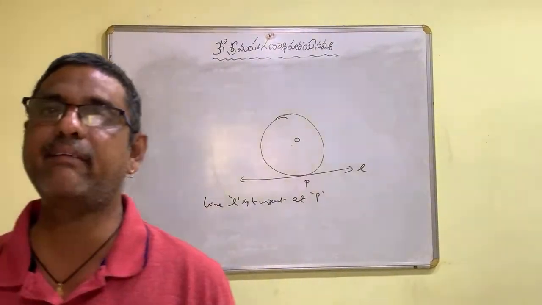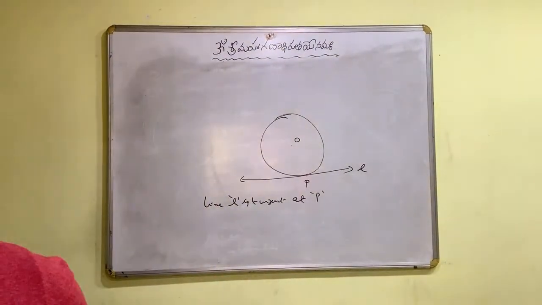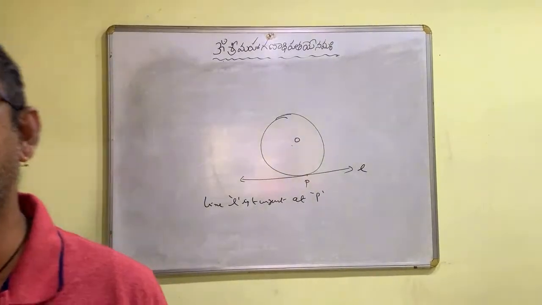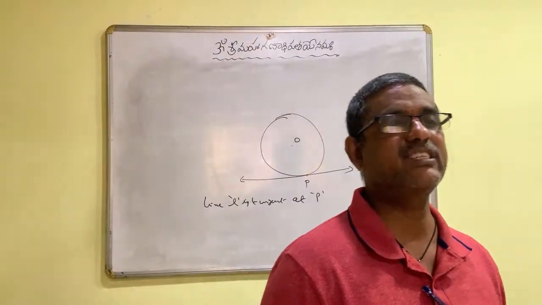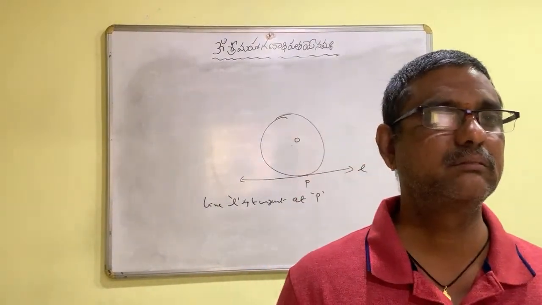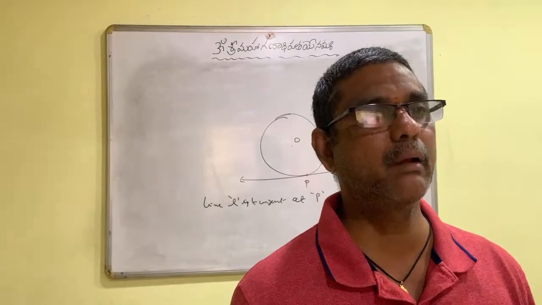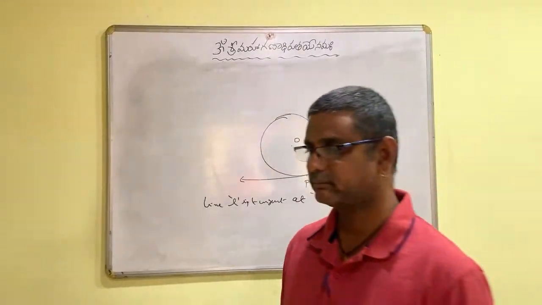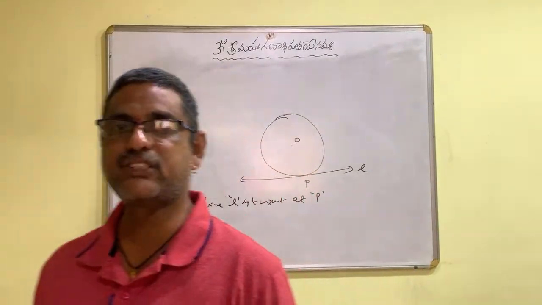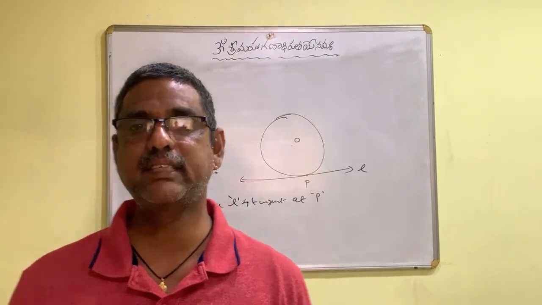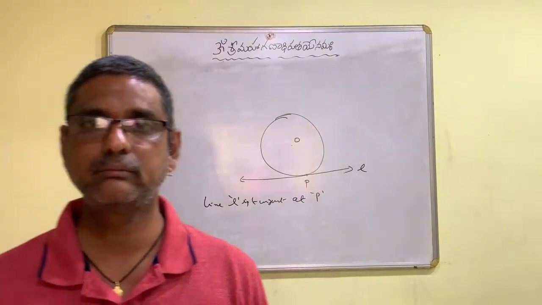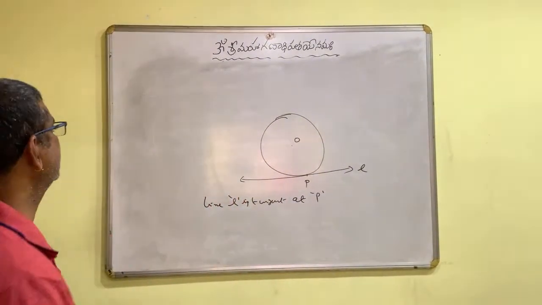Here P is very very important. That is why I am saying it every time. P is very much important. You cannot say line L is tangent. You need to specify the common point also every time. Line L is tangent at P to the circle with center O.